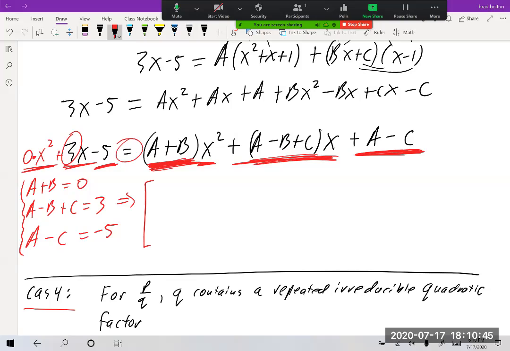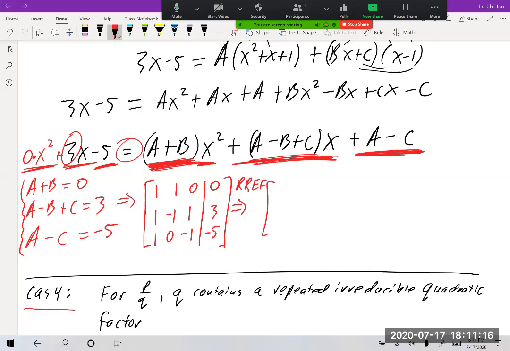And remember, we can use our calculator to very quickly find the solutions to a matrix or to a system of equations. So this will be 1, 1, 0, 0. It's an augmented matrix, remember that. This is 1, minus 1, 1, 3. This is 1, 0, minus 1, minus 5. Let me just make sure I wrote everything correctly. Yeah, it looks good. So now I'm going to RREF it.